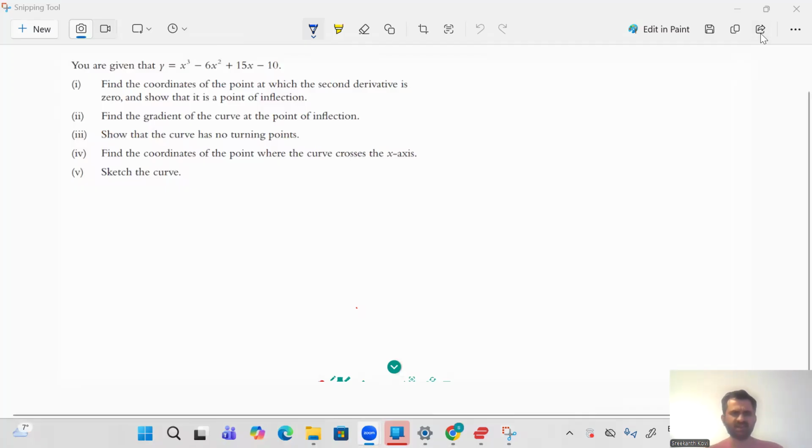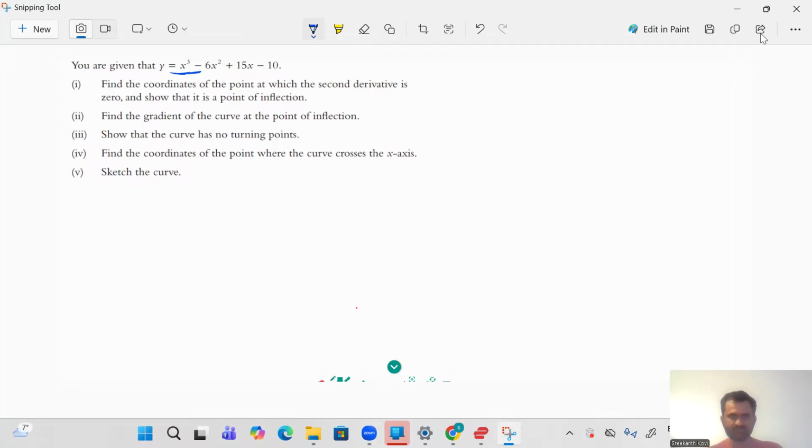Let us try to understand the given information. We have y equals to this one. Find the coordinates of the point at which the second derivative is 0. So you start with y equals x cube minus 6x square plus 15x minus 10, and then we need to find the second derivative.